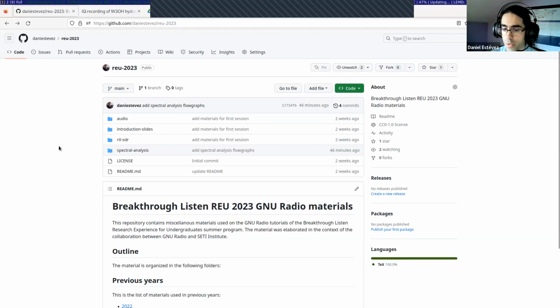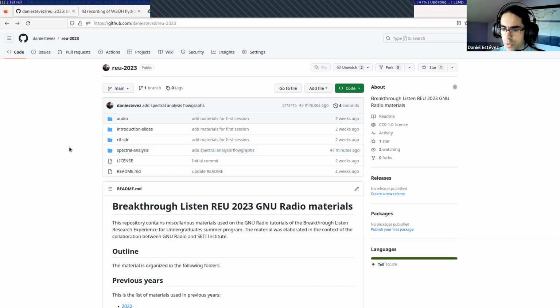So I just uploaded the flow graphs we're going to use today to the spectral analysis folder on the RU 2023 repository. Same thing as yesterday. And today what we're going to do is a bit technical, but it's also important. What we're going to do is twofold.